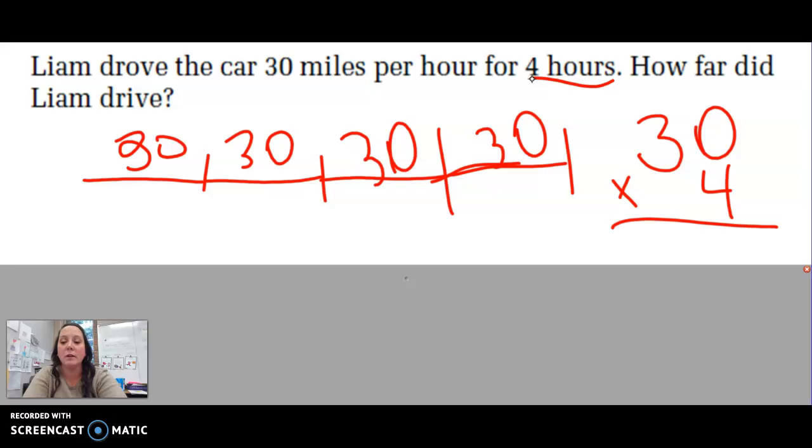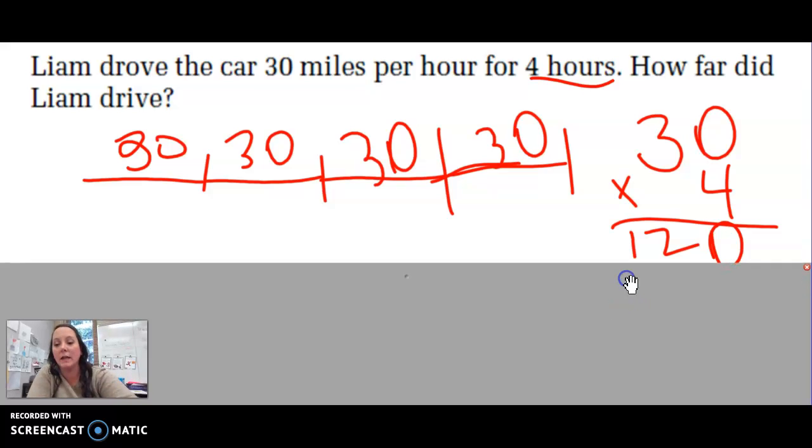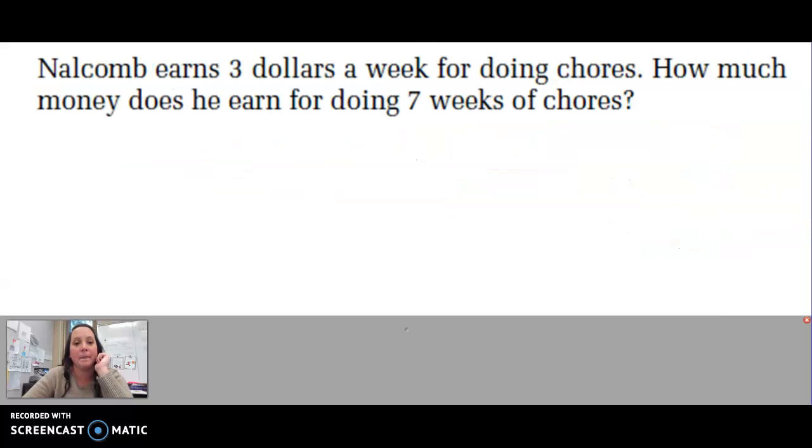So 4 times 0 is 0. Our second step is to do 4 times 3. 4 times 3 is 12. So Liam would travel 120 miles in 4 hours. Let's try another one.